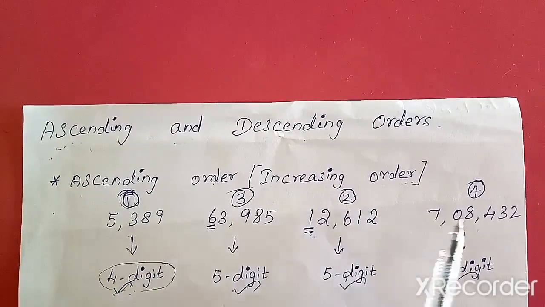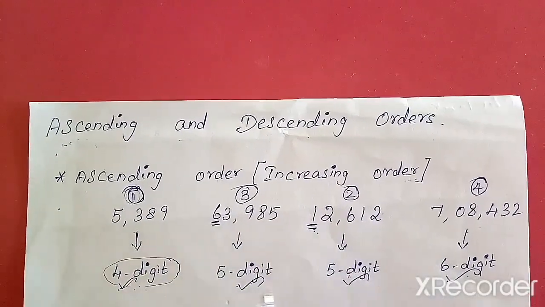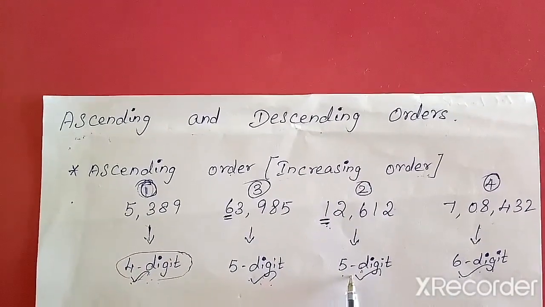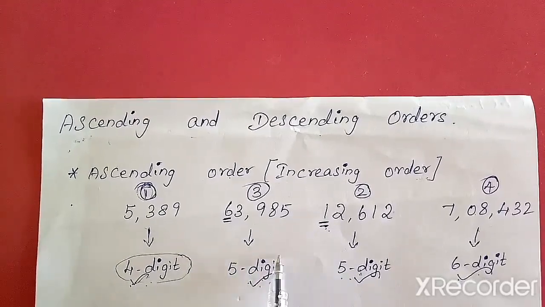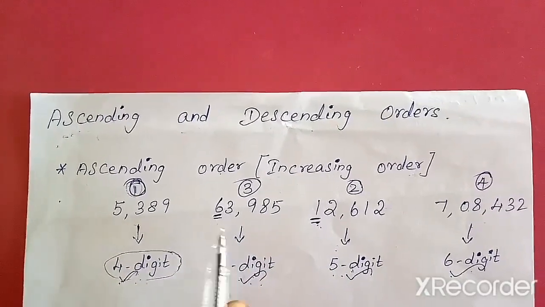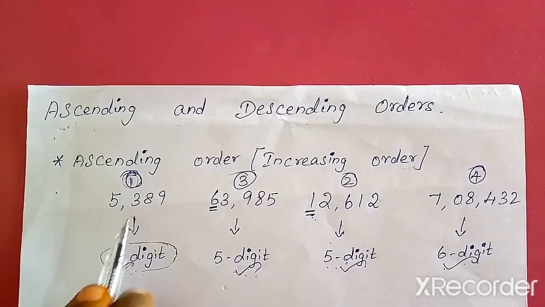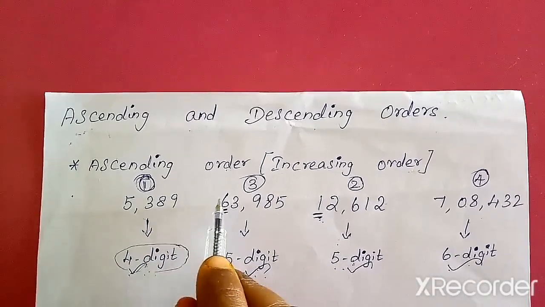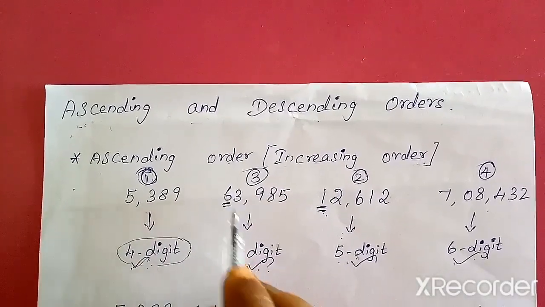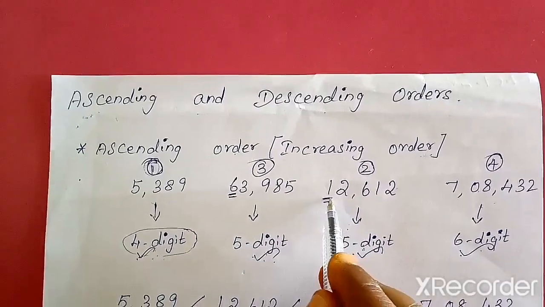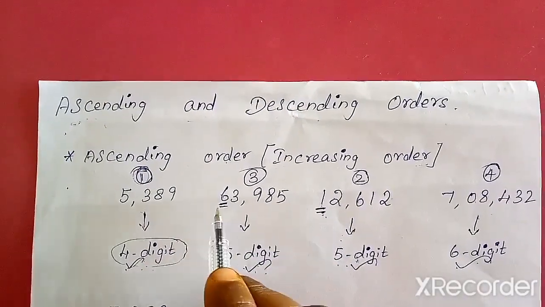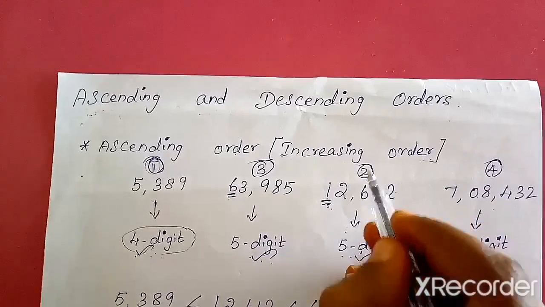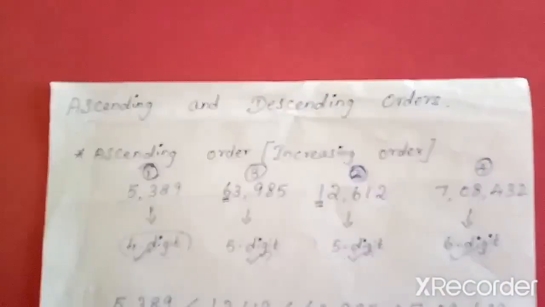Now with these 3 numbers, when I compare, I have 2 5-digit numbers. So since they are 5-digit numbers, I need to compare their digits in the places. So the greater place is 10,000. In 10,000, in the first number I have 6 and here I have 1. So 1 is smaller than 6, so I can find that this is my second smallest number.